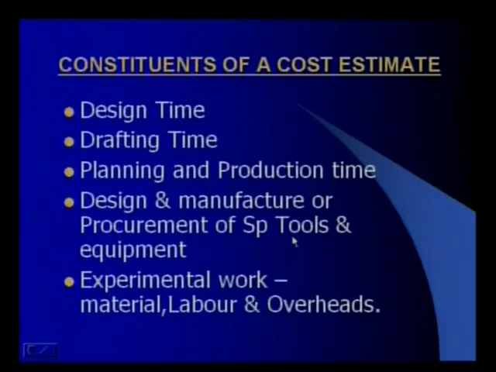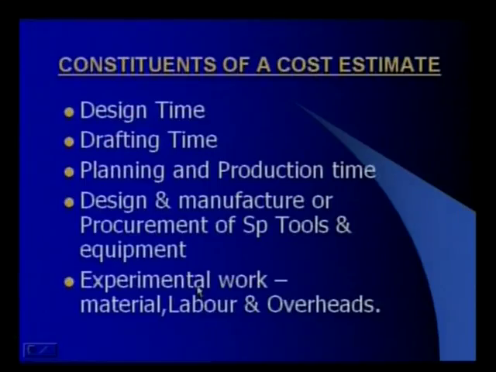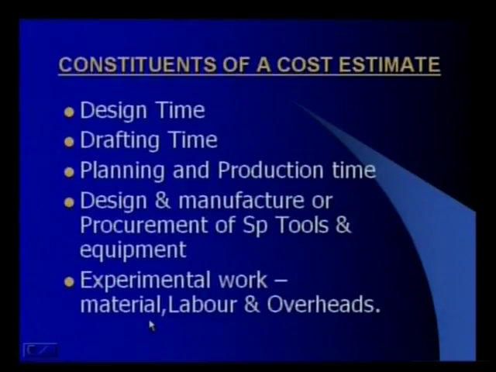Next, procuring of special tools and equipment. That particular enterprise may not have the specialized tools and equipment, so we have to get them from outside. The time required for that and the cost involved comes under the cost estimate. Next, experimental work. After deciding all these things, material, labor and overheads, we can check the trial run. We have to see the experimental part of what we have done in theory. With that we can come to a conclusion of the cost estimate.